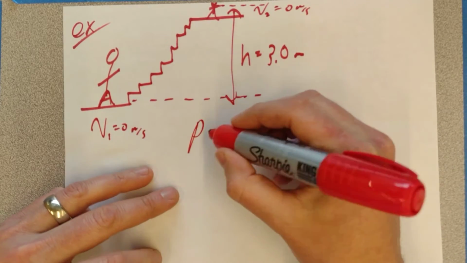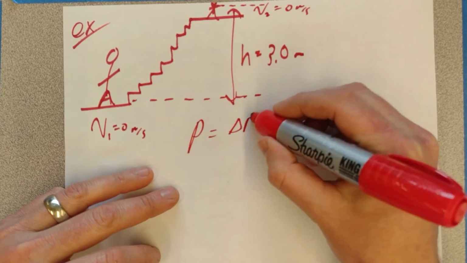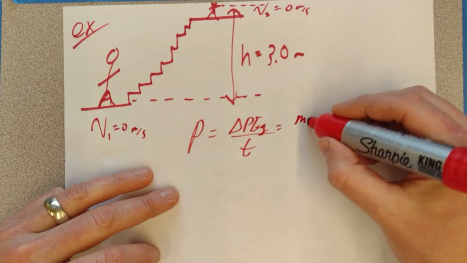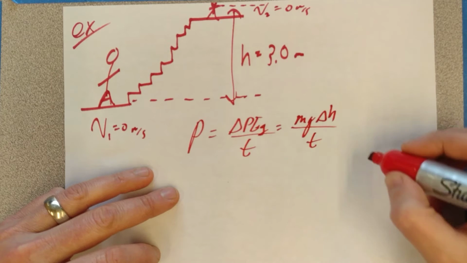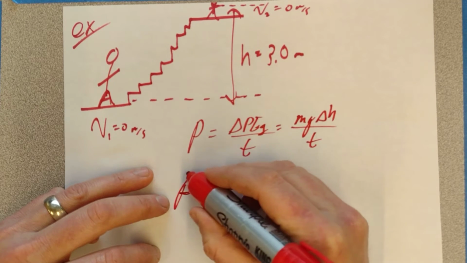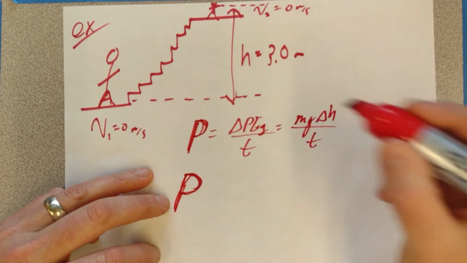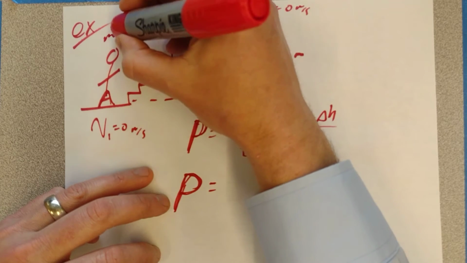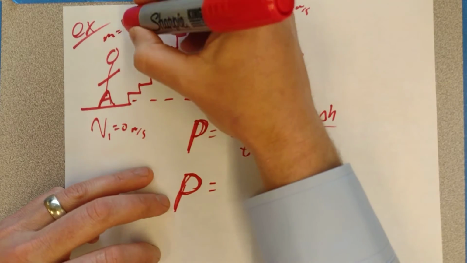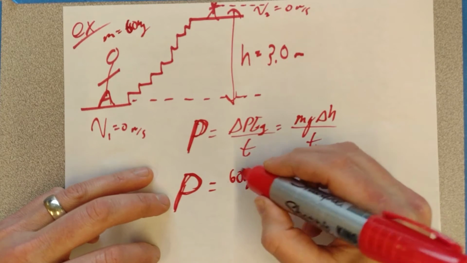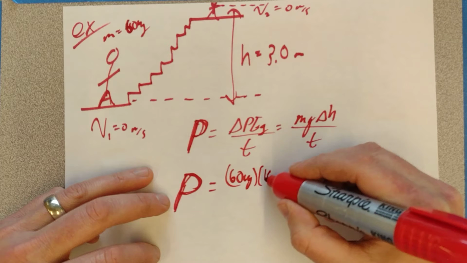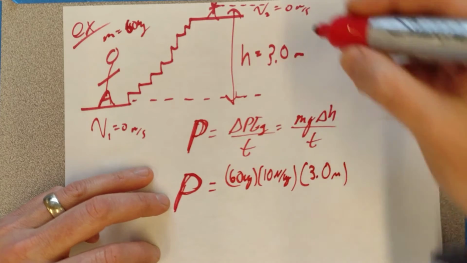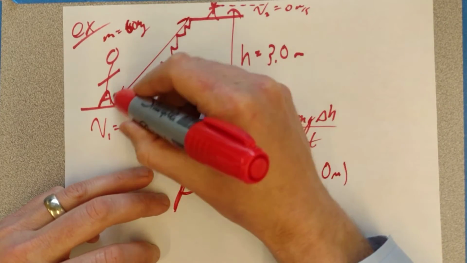So the power they produce is going to be equal to their change in PEG over the time it takes. So mg delta H over T. So the power output, and the power is a capital P, that is equal to, let's give them a mass, 60 kilograms, times G, which is about 10 newtons per kilogram, times the height they've run up, 3.0 meters vertically. This is the vertical height, not the actual distance here.